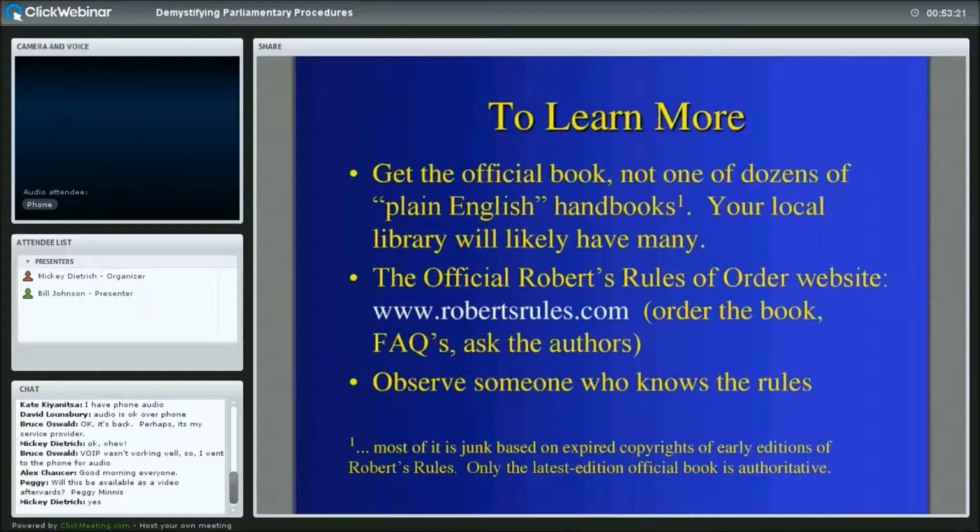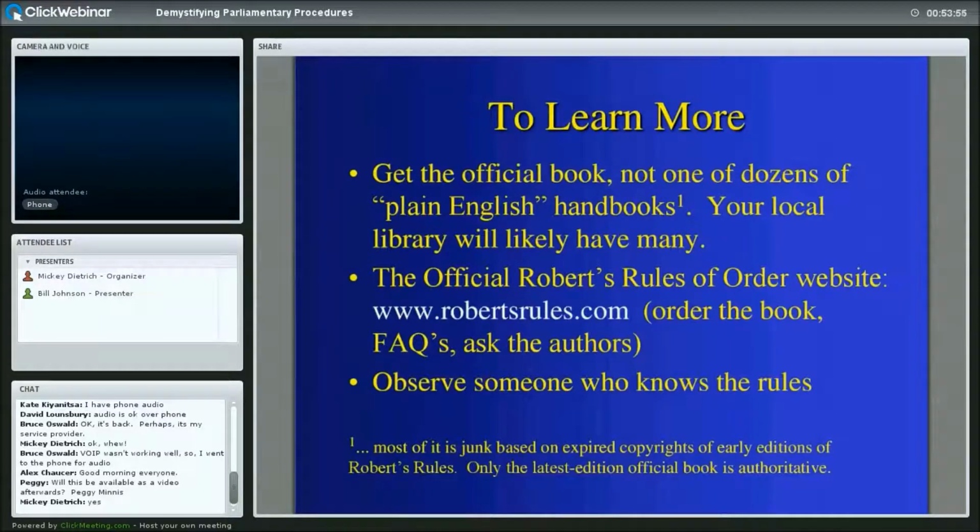Okay. So that's hopefully the key points that I want to get through today. As I mentioned, you can find lots of stuff based on the old expired copyrights, but you're really looking for the official book. They have two versions of it. There's a much smaller condensed version which has most of the highlights in it, and then there's the full book that's about triple the volume that you have to buy from the Robert's Rules organization. It's available on their website.